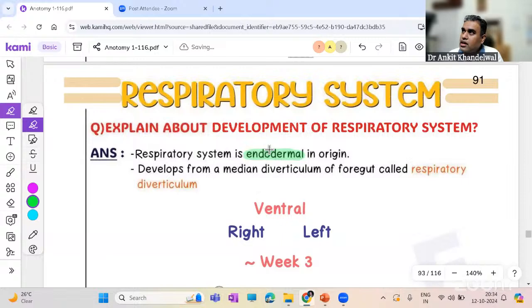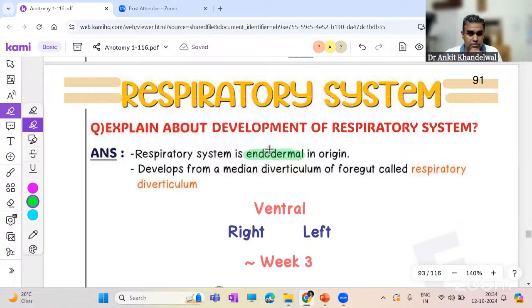If someone asks you tomorrow, tell me what happens in asthma, you will say the muscles are hypersensitive and all that. And again, the examiner might ask, can you tell me, are the muscles of the respiratory system endodermal in origin? Coming from where? They are not endodermal, they are mesodermal. And if tomorrow they ask you, which mesoderm now? Here is the question.